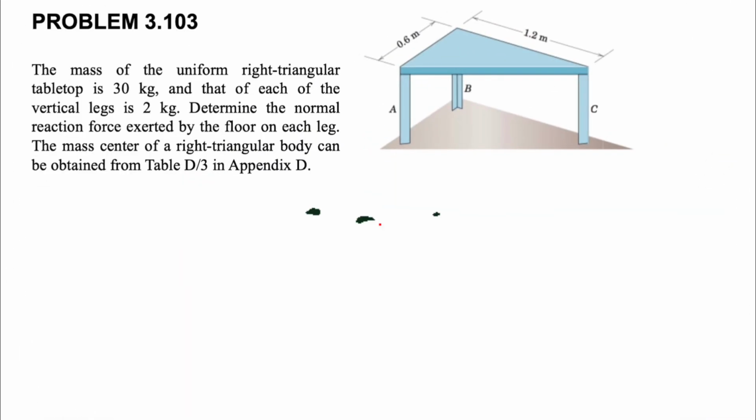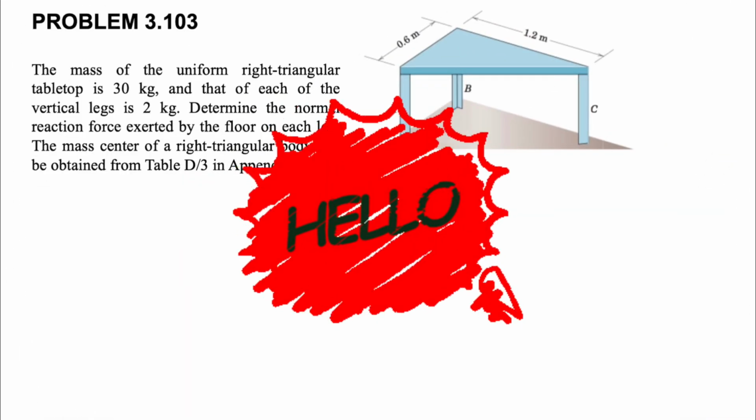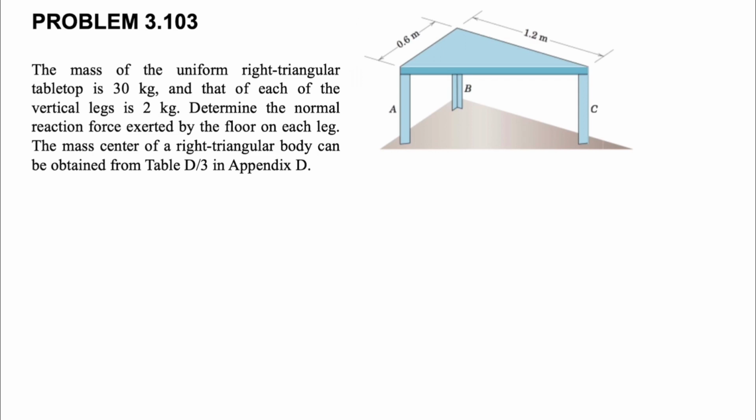Alright guys, welcome back. In today's video we're going to solve another question from chapter 3. We know the mass of the uniform right triangle tabletop is 30 kilograms and that each of the vertical legs is 2 kilograms. We need to determine the normal reaction force exerted by the floor on each leg.